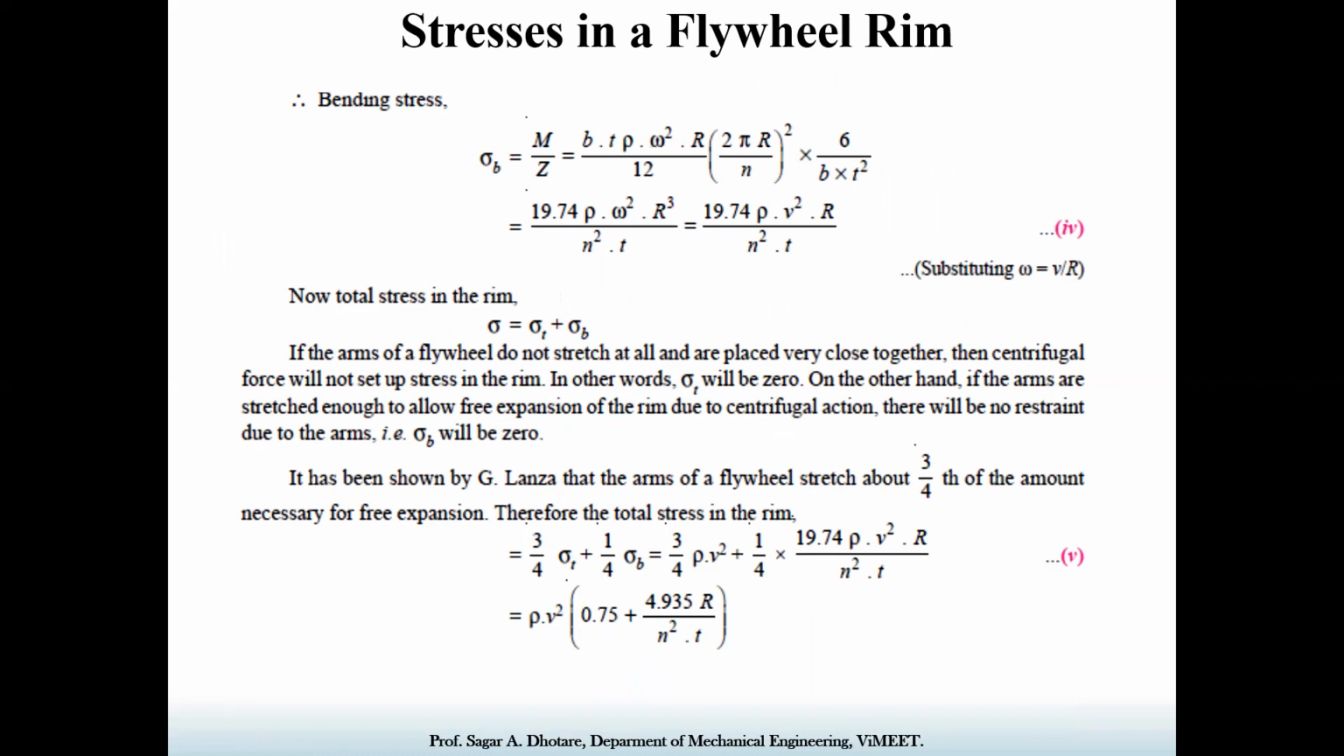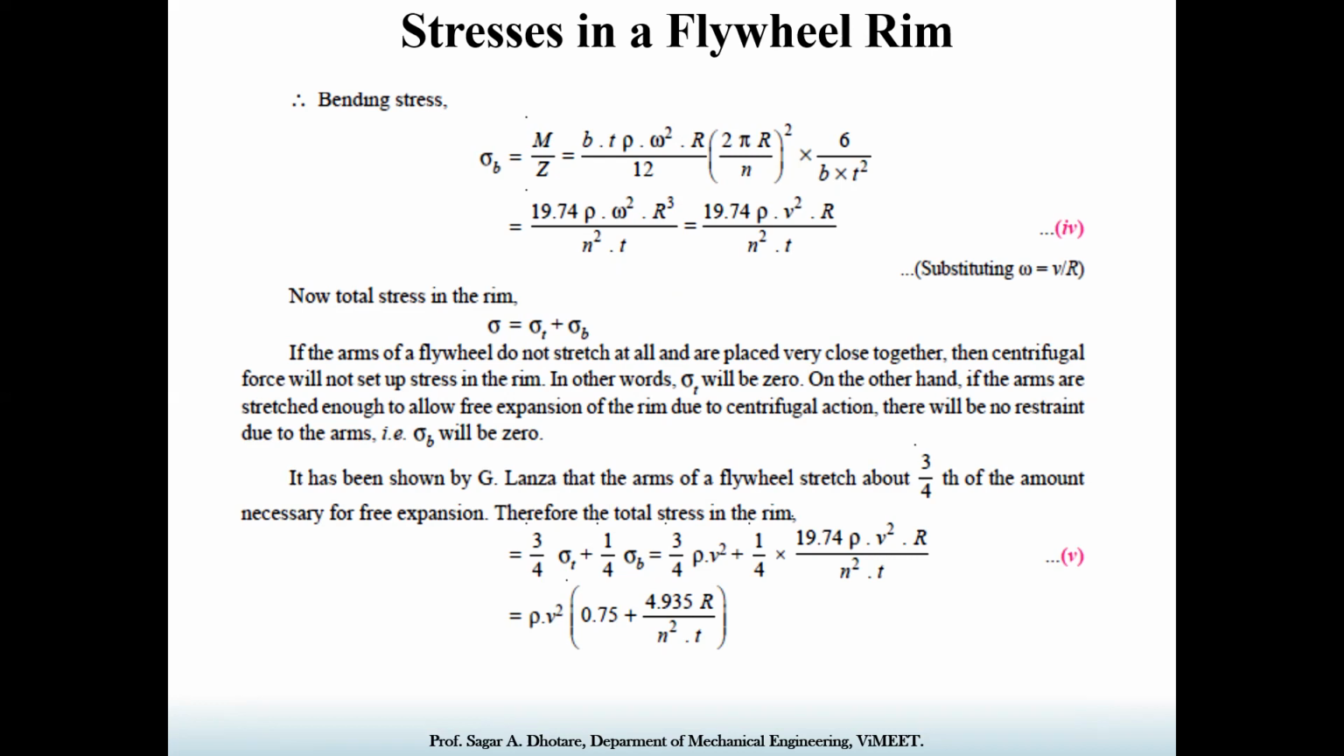Okay, if the arms of the flywheel do not stretch at all, and are placed very close to each other, the centrifugal force will not be set up in the rim, and thus sigma t will be 0. On the other hand, if the arms are stretched enough to allow free expansion of the rim due to the centrifugal action, there will be no resistance due to the arm. So sigma b will be 0. So hence it means that we need to increase the number of rims to avoid this.